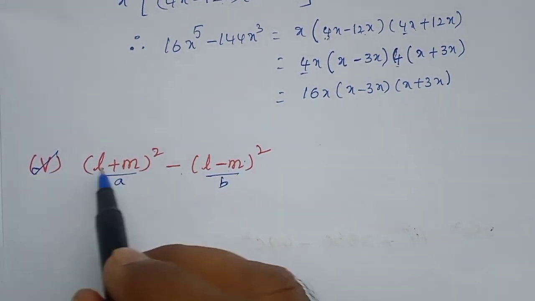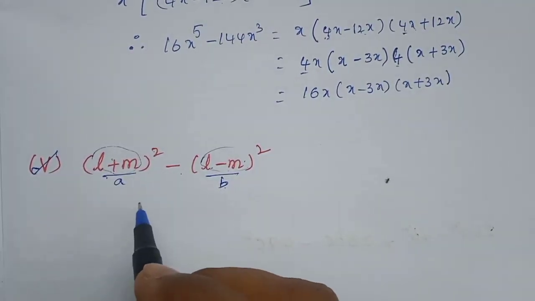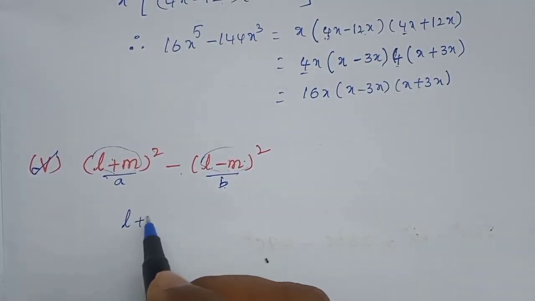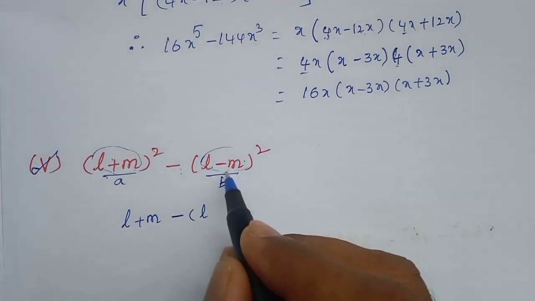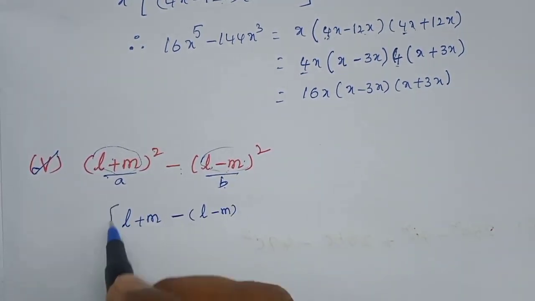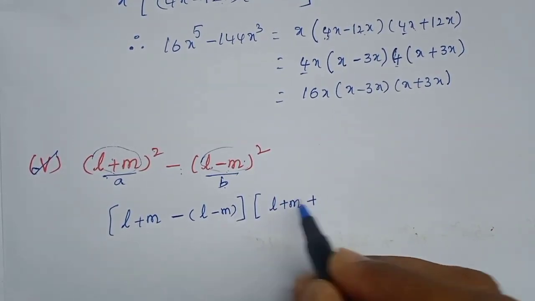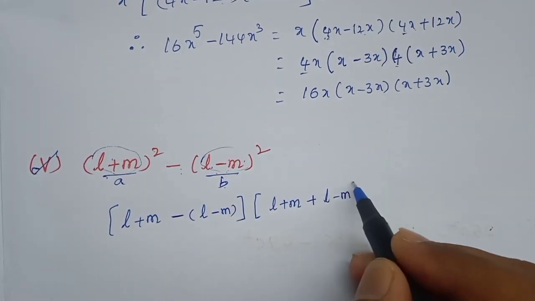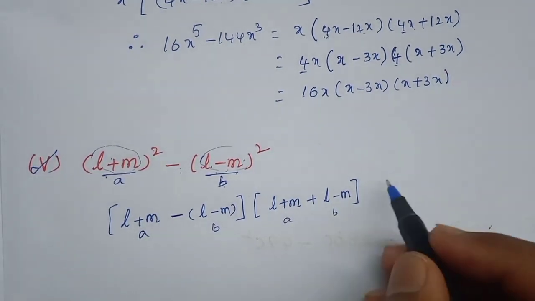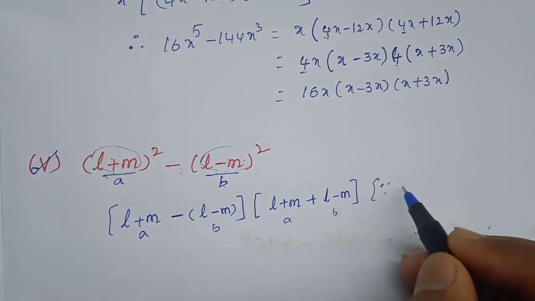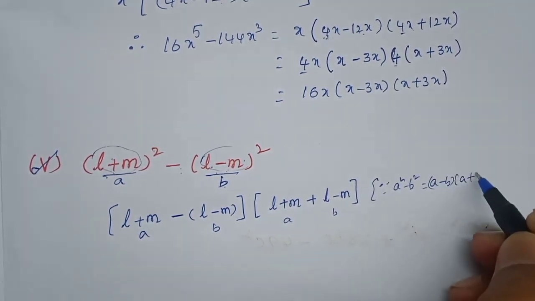So treat this as a, l plus m is a and l minus m as b. So then it would be a minus b, that means l plus m minus of l minus m, ఇదంతా ఒక టర్మ్ అవుతుంది, into l plus m plus l minus m. See, this is a minus b into a plus b. So because of the identity, what? a square minus b square is equals to a minus b into a plus b.